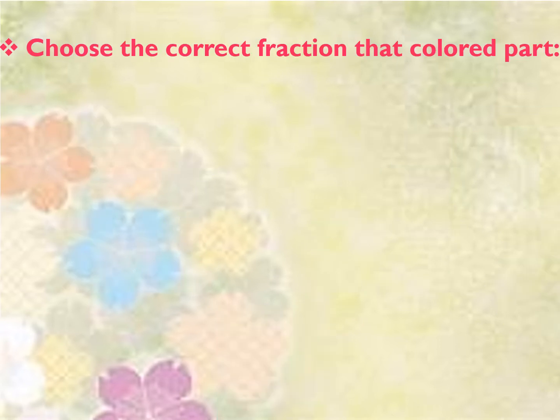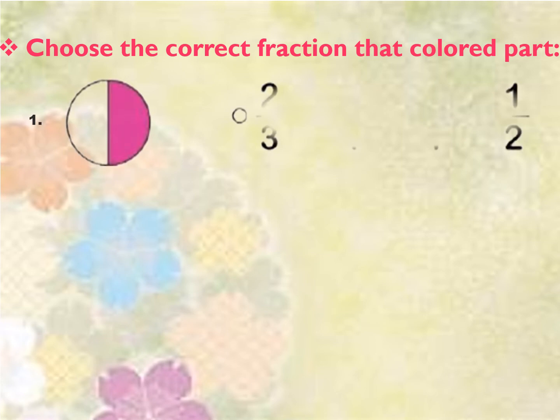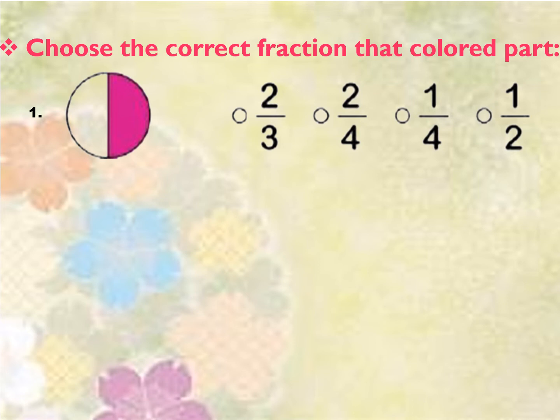Choose the correct fraction for the colored part. I have this circle divided into 2 parts, one part colored and one part not colored. So remember the definition: the number of the colored parts over the total parts. So here, how many parts are colored? 1. And the total parts, 2. So the first one, no. The second one, no. The third one, no. 1/2, so the fourth one. The answer is the fourth one, 1/2, half.